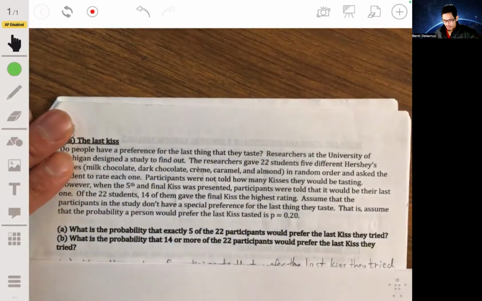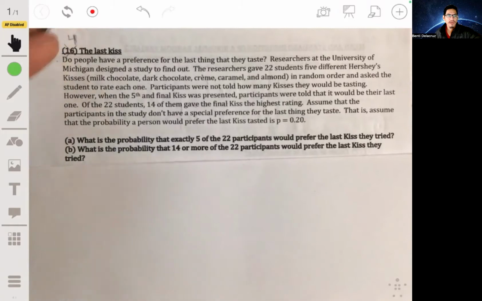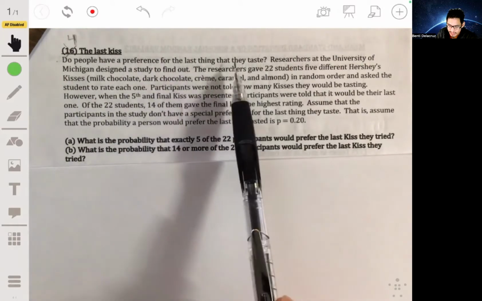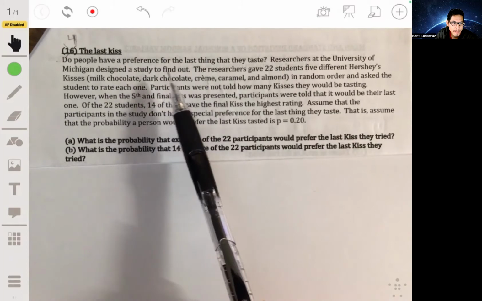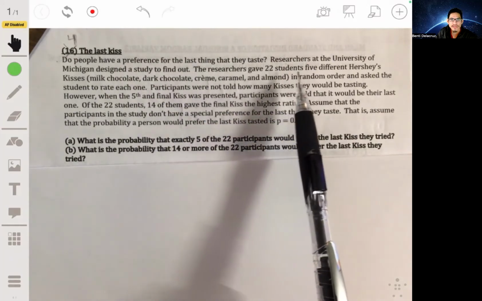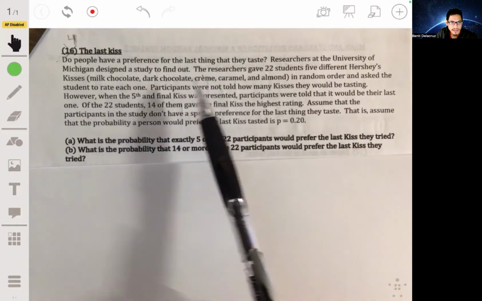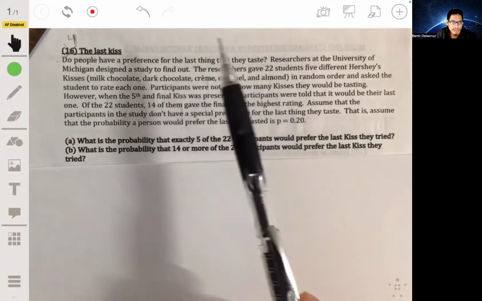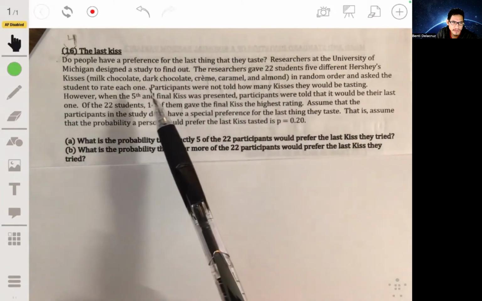I don't want to show the answer yet. All right, let's look at this. Last kiss. Do people have a preference for the last thing that they taste? Researchers at the University of Michigan designed a study to find out. The researchers gave 22 students 5 different Hershey's Kisses: milk chocolate, dark chocolate, cream, caramel, and almond, in random order, and asked the students to rate each one.